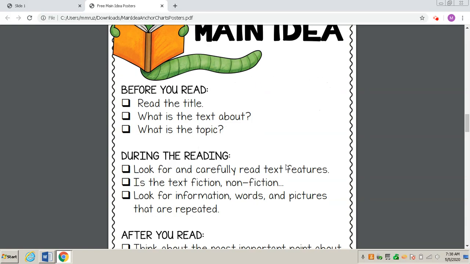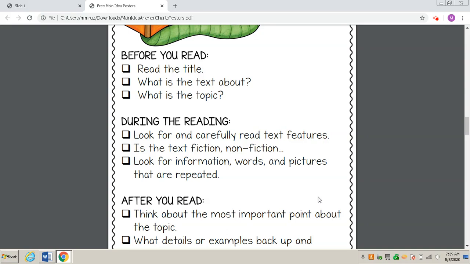So while you're reading your book, you need to look for and carefully read the text features. We talk all the time about reading everything that's on the page. So sometimes there may be a picture with a caption underneath it, or maybe a graph on your page. You need to make sure you read all of that on your page to successfully find that main idea. You also need to think about is your book fiction or nonfiction? And you need to look for information, words, and pictures that are repeated.